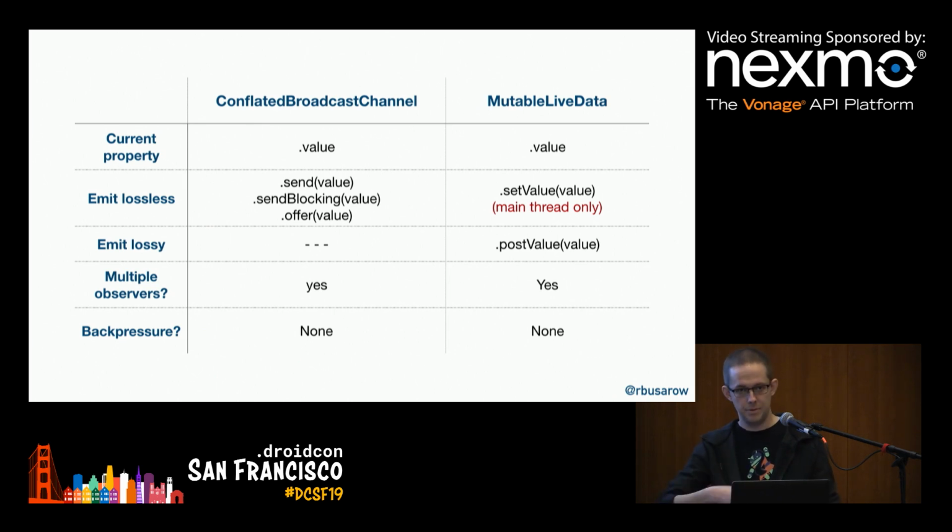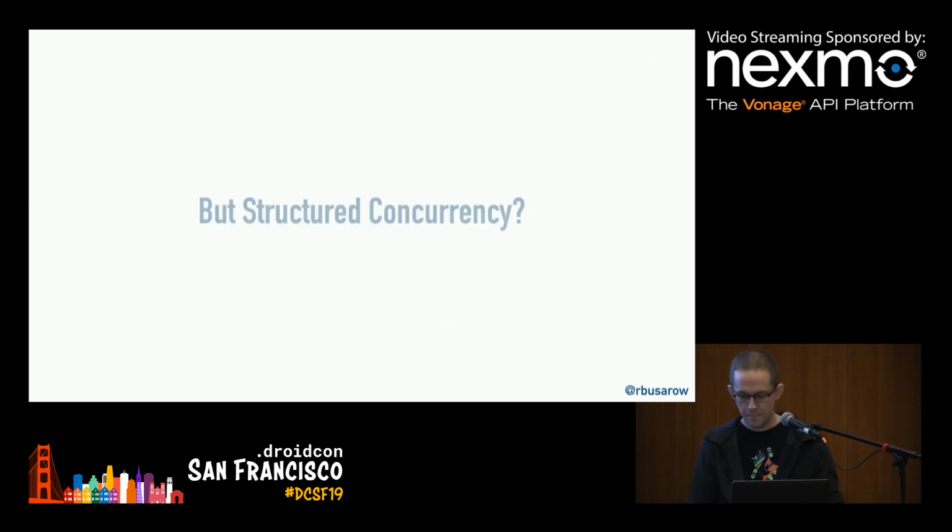They both broadcast to multiple subscribers, and neither one of them has any back pressure. So if you're looking for a way to get out of the live data world and into the coroutine world more, the conflated broadcast channel is going to be a breath of fresh air. It's a very easy transition to make as a mental model.